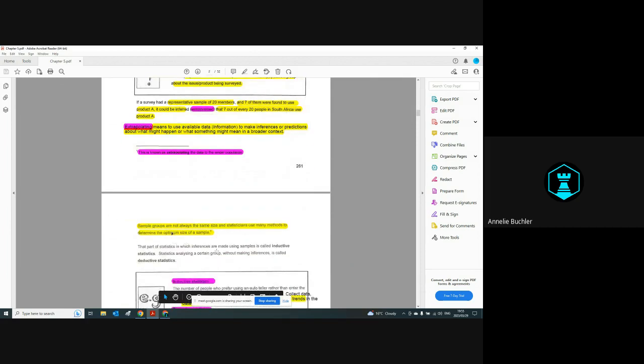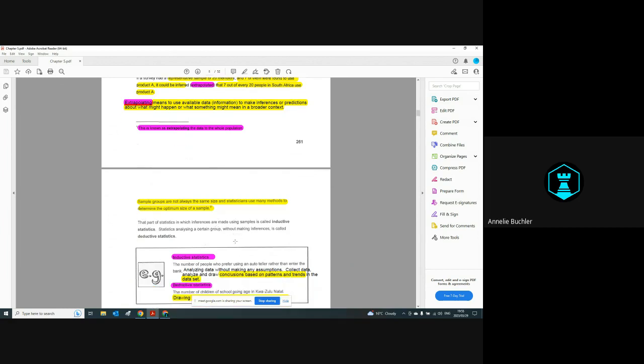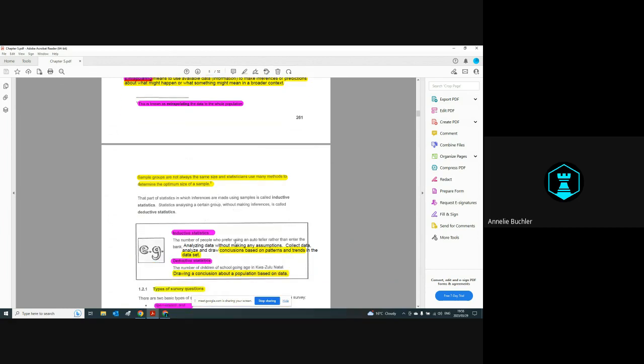Sample groups are not always the same size, okay? Statisticians use different methods to determine the optimum size of samples, okay? If we move on, we're going to quickly discuss inductive and deductive statistics.